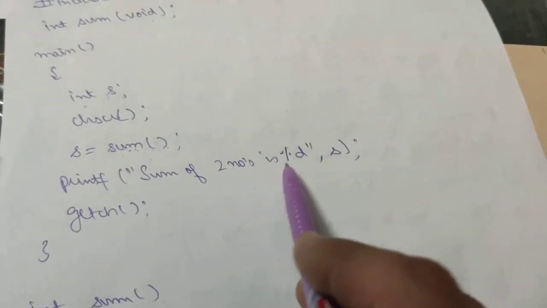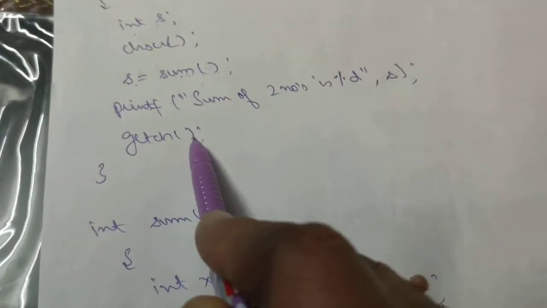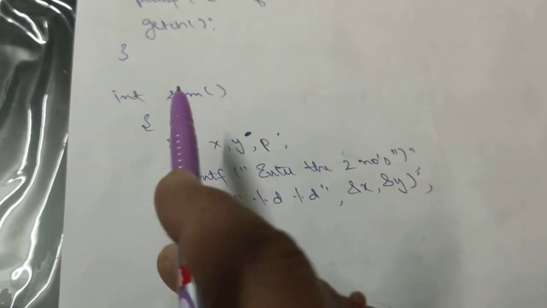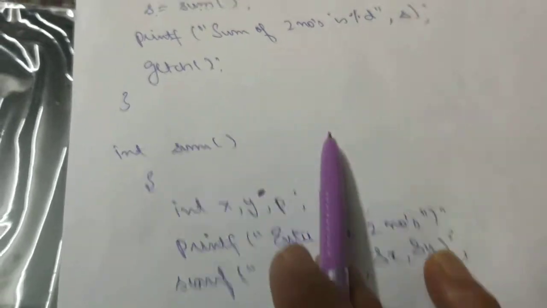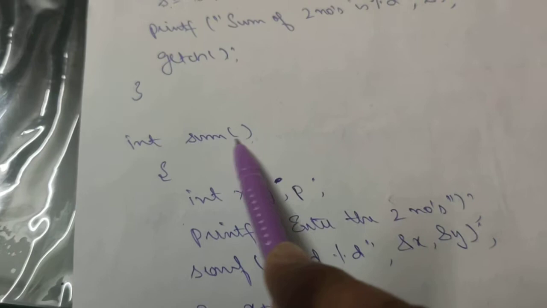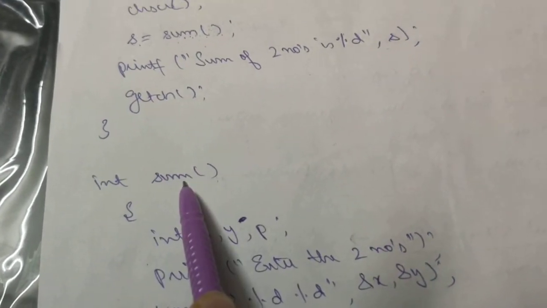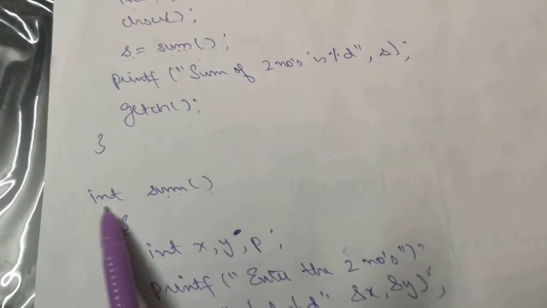So the sum of two numbers is %d, and we printed the variable s, whose value will be returned by sum from downwards. So finally we end the main, and this is the closing bracket of main, and here is the function sum. You see that sum brackets are empty, reason being that no value is passed from the main to the function, hence we kept the brackets empty. This is the return type, since the sum function has to return a value, hence we have mentioned that return type of the value.